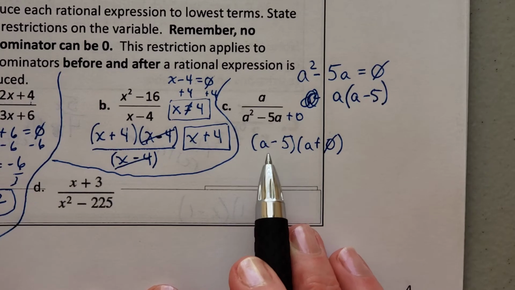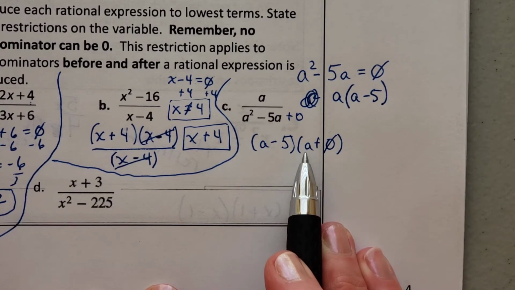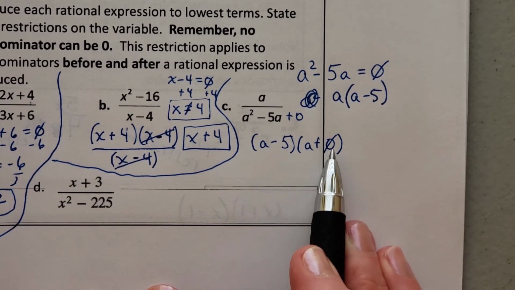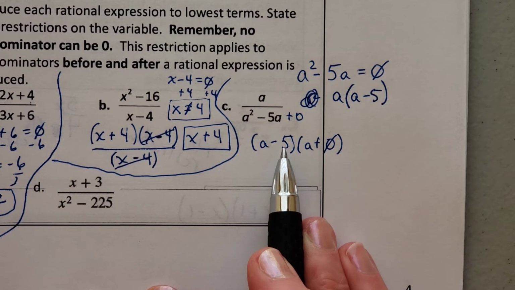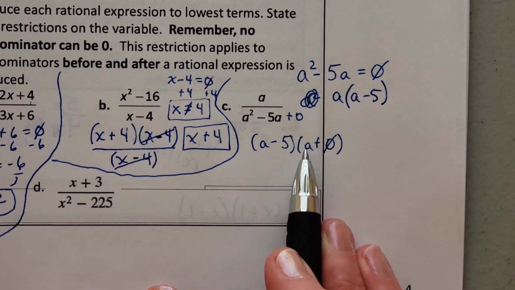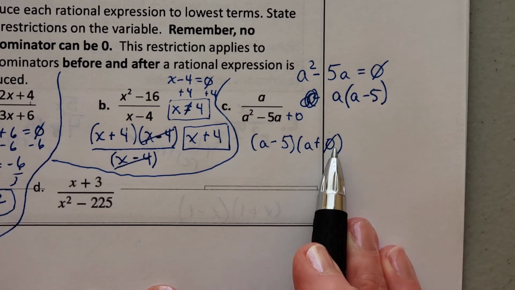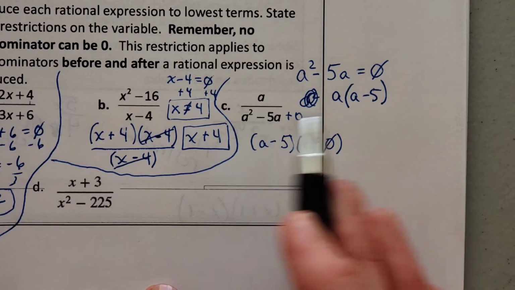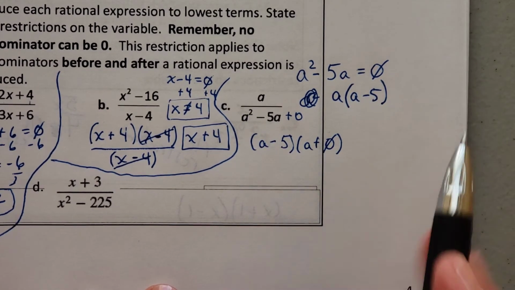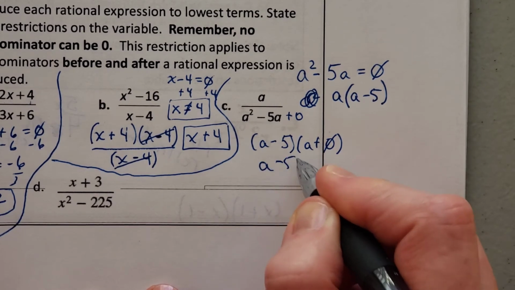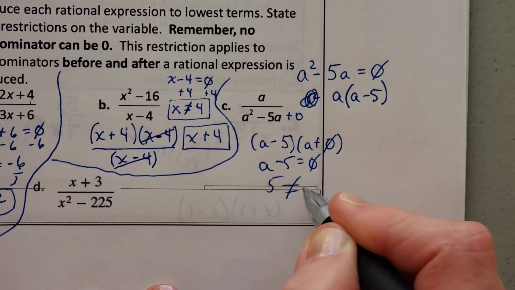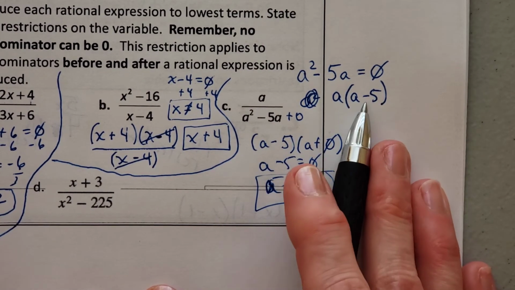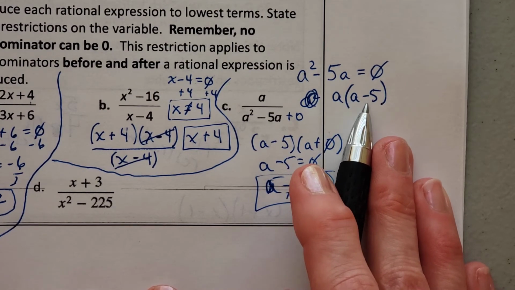Yep, that's what it would have to be, because if I FOIL this, a times a is a squared, a times 0 is 0, then in the middle I'd have negative 5 times a, which would be negative 5a, and then negative 5 times 0 is 0, so that's what I would get. Okay, so the only thing a could not be, oh, and here if I just took what was in the parentheses and set it equal to 0, I would have gotten that a cannot be 5. Whoops, a cannot be 5. Yep. If you just take what's in the parentheses and set it equal to 0, you'd get the same thing.